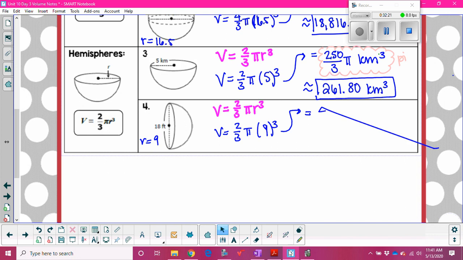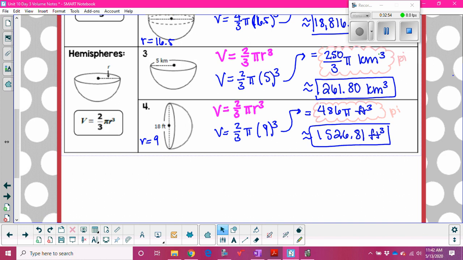Whoops. Again, I'm drawing lines. So sorry. Okay, so you get 486 pi cubic feet. Okay, so now let's get an estimated answer. So you would just multiply the 486 times pi, and you will get 1,526.81 cubic feet.